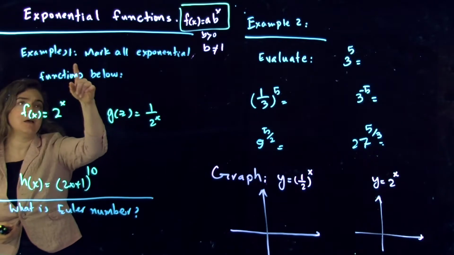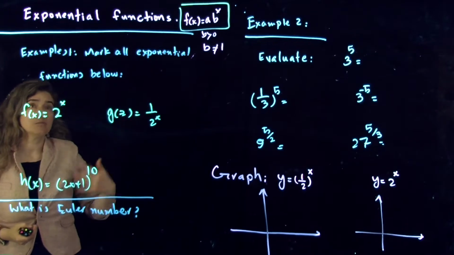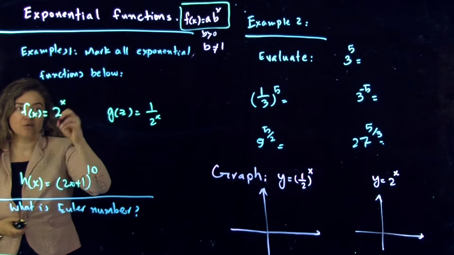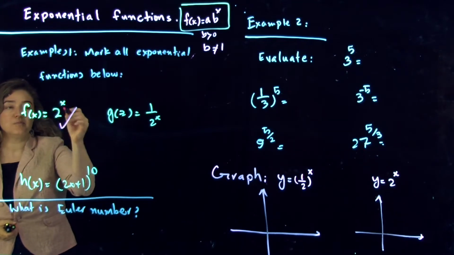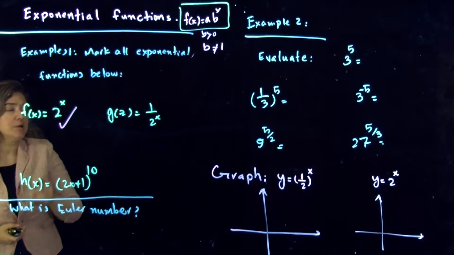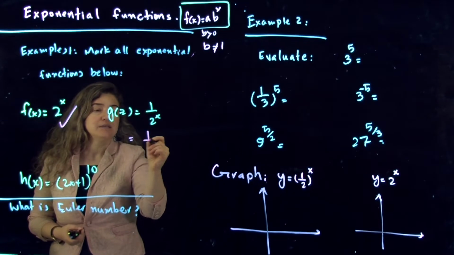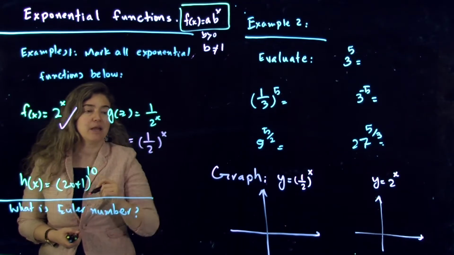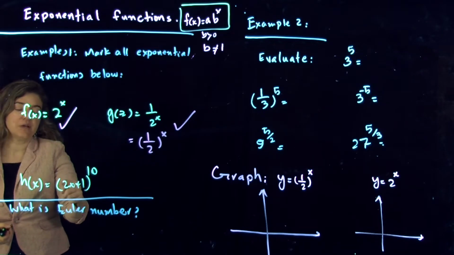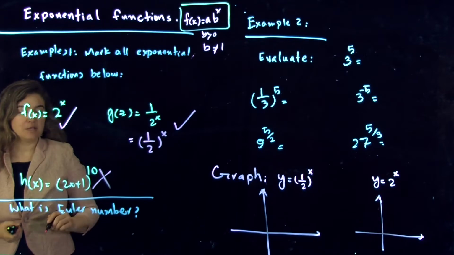Let's do example 1. Mark all functions that are exponential. This one is an exponential function. Why? Because the base is a number and the variable is in the power. Here it's an exponential function and the base is 1/2 to the power x. This one is not an exponential function because the base is not a number, it has variables in it. So this one is incorrect.